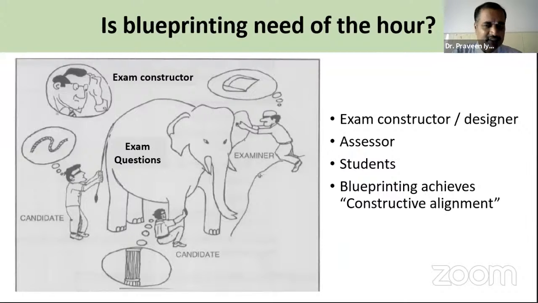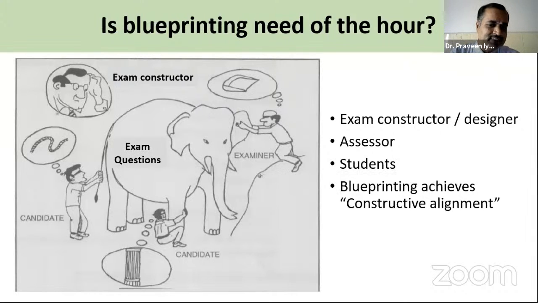Now, if we consider, is blueprinting the need of the hour? Is it required? Let's look at this example of the elephant and the so-called blind men. When we say blind men, here we can liken these blind men to people or the team who are responsible for constructing or designing the assessment. I am referring to them as exam constructors. Then the people or team of people who are going to assess the examinees or the students, and the examinees themselves. These are the people who will be looking at the assessment, or the other stakeholders of assessment.